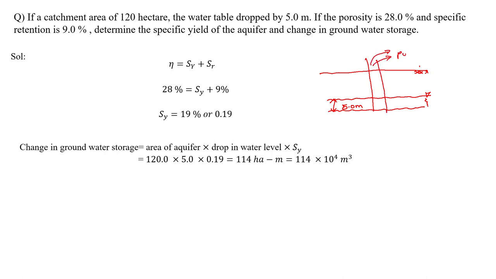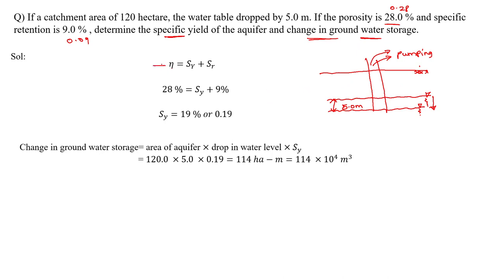Maybe somebody had dug a well, because of which the groundwater table decreased by 5 meter relative to the original level. Now assume this particular geological formation has a porosity of 28%, which can be expressed as 0.28, and a specific retention of 0.09. Our aim is to calculate the specific yield and the change in groundwater storage. How much is the total groundwater change we observed? This is our interest.